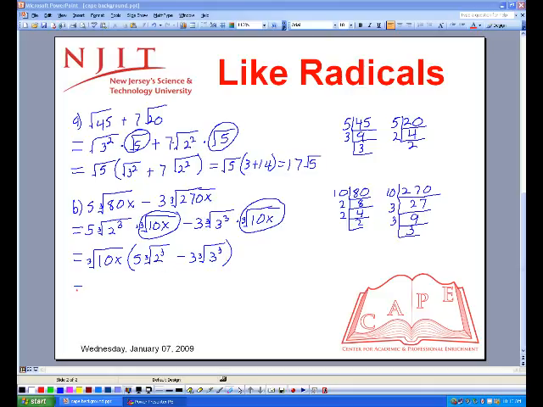That's going to give us cube root of 10x times 5 times 2 minus 3 times 3, which will give us cube root of 10x times 10 minus 9, which is simply the cube root of 10x.